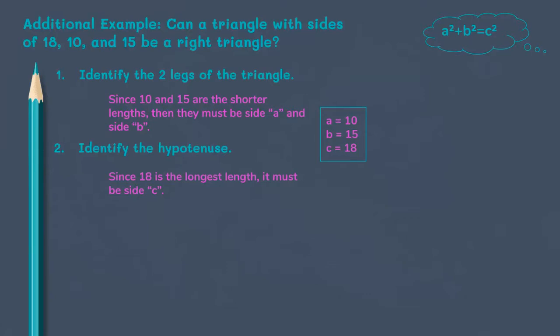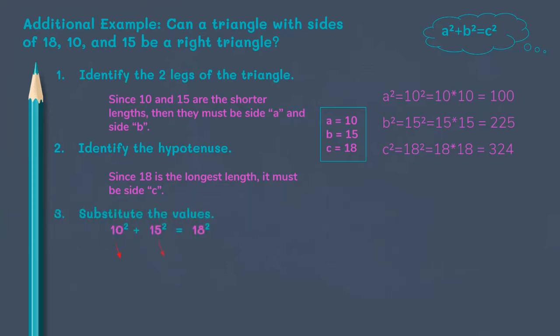Now we're just going to start working out the problem to see if it checks out. Our a squared, we're using 10, so 10 squared is 10 times 10, which equals 100. For our b squared, we're going to do 15 times 15, which gives us 225. For our c squared, we do 18 times 18, and we get 324. Now, just like we did on the previous one, we're going to substitute the values. So this becomes 100 plus 225 equals 324.